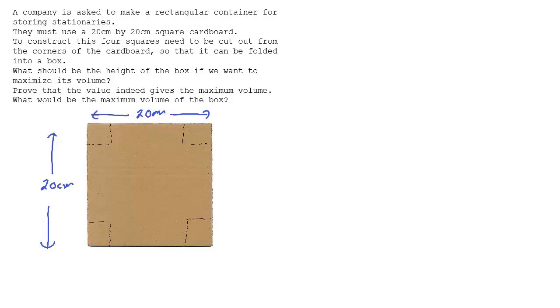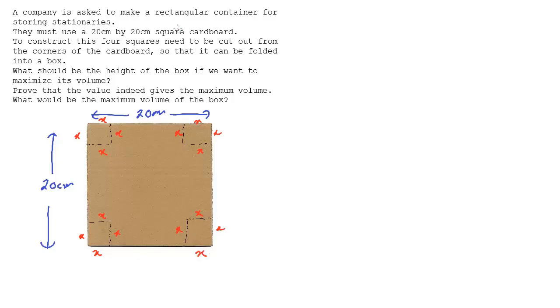To construct this, 4 squares need to be cut out from the corners of the cardboard. So we don't know what the 4 square size would be. Let us say this is x. So this is x, this is x, this is x, this is x. So it's like x everywhere. So we are cutting out these 4 squares around the corners.